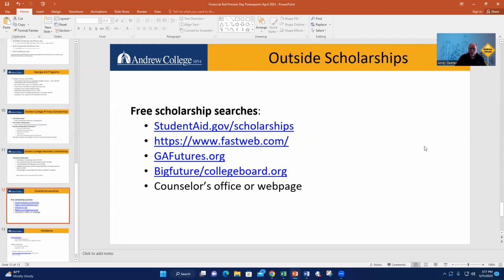Your counselor's office or webpage may still have scholarship information. In a lot of cases, particularly since it is the springtime, those dates are quickly coming up or have already passed. However, they may have information about scholarships for next year. They may have information about some scholarships that are awarded during the summertime.